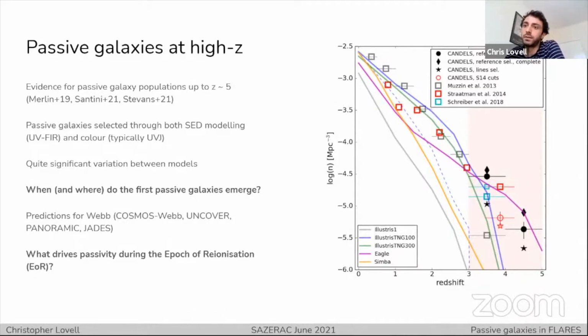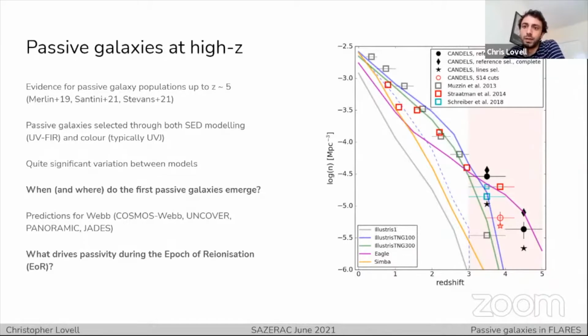Compared to models, so some of the state-of-the-art hydrodynamic models, there is actually quite significant variation between some of the model predictions. So these galaxies actually represent a unique laboratory for exploring differences in feedback prescriptions in some of these models.